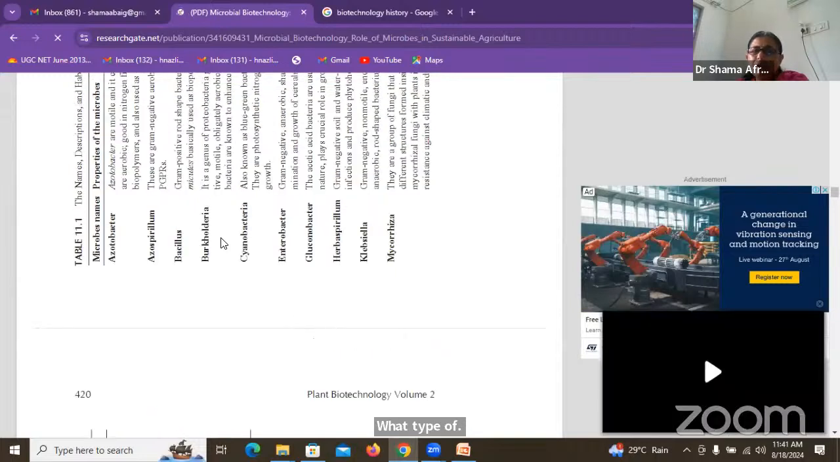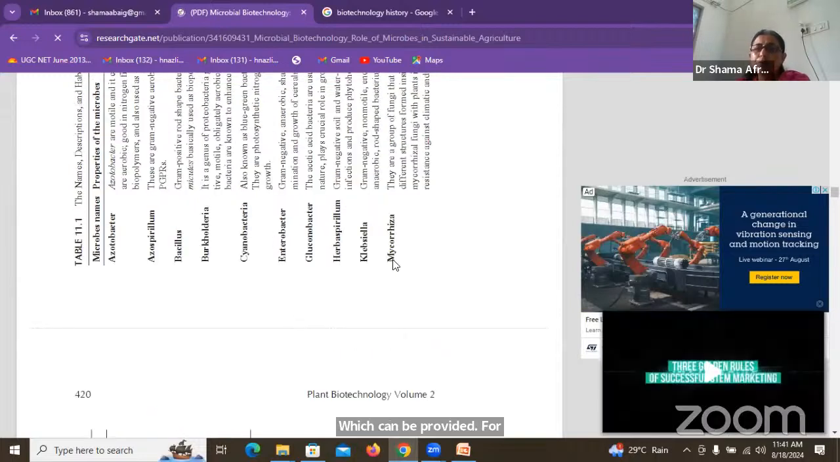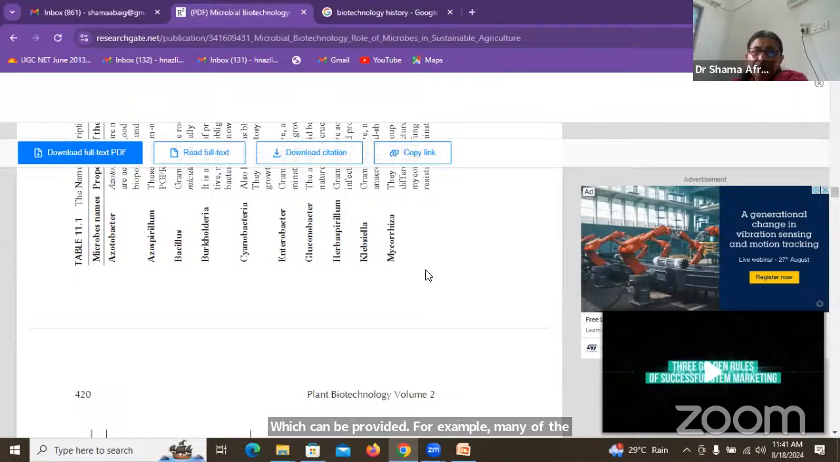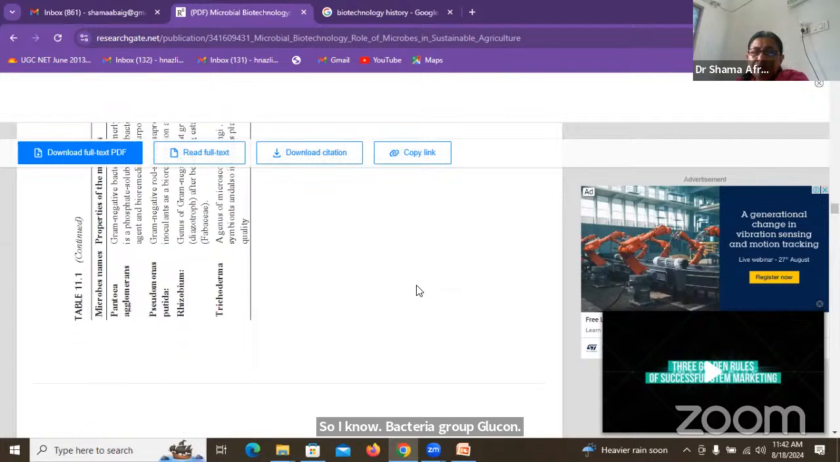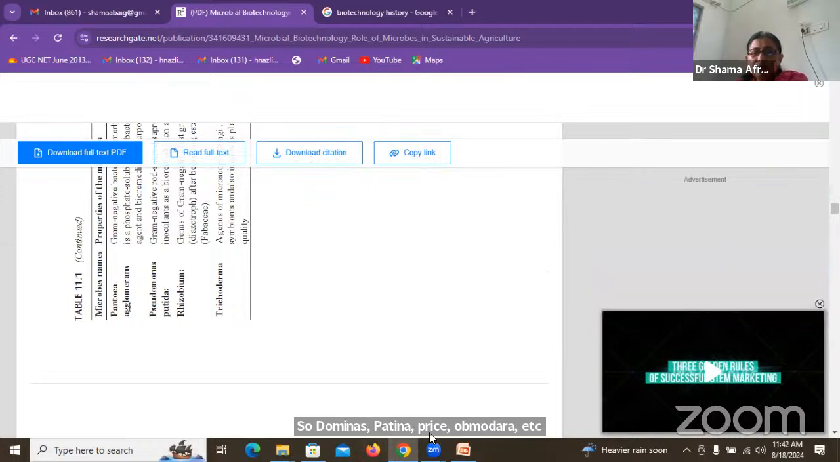For example, many of the microorganisms which are used in biotechnology are Azotobacter, Azospirillum, Bacillus, Cyanobacteria, Enterobacter, Gluconobacter, Klebsiella, Herbaspirillum, and Pseudomonas foetida, Rhizobium, Trichoderma, etc.